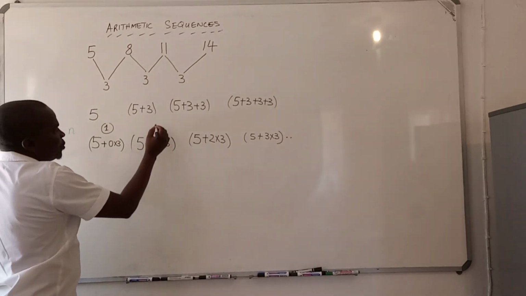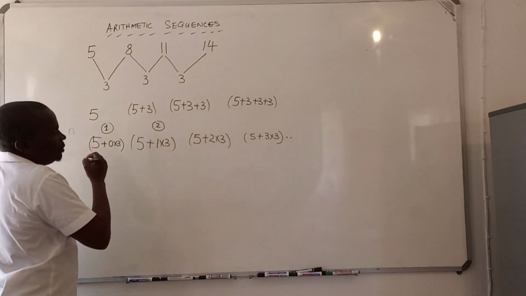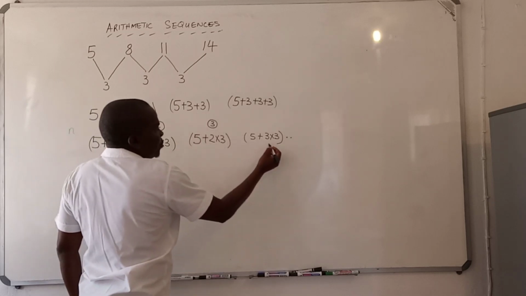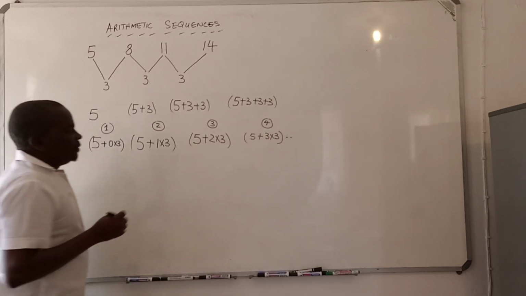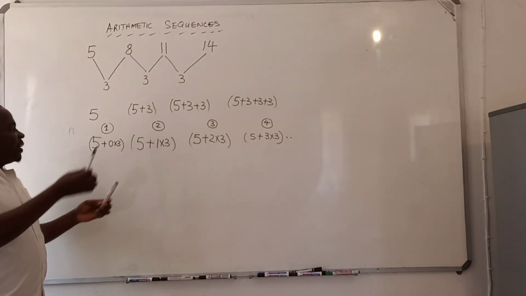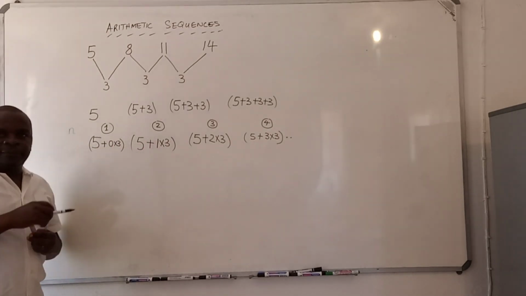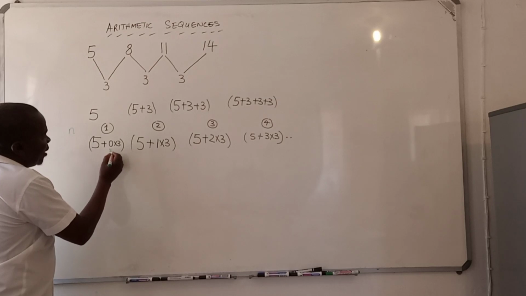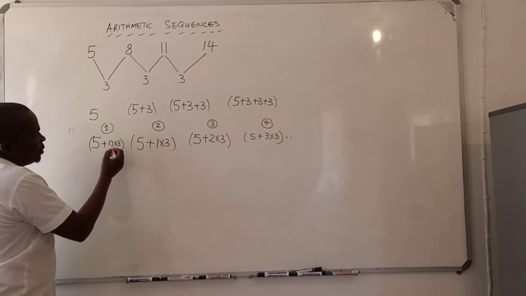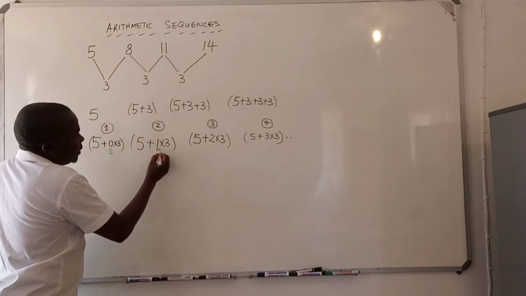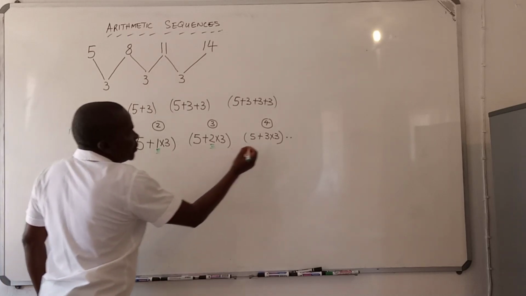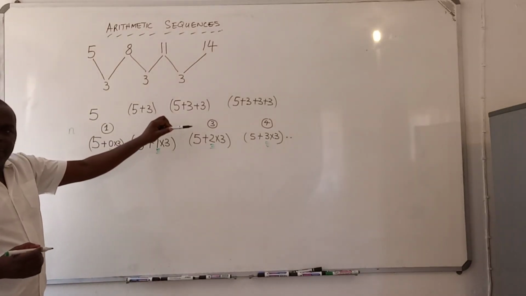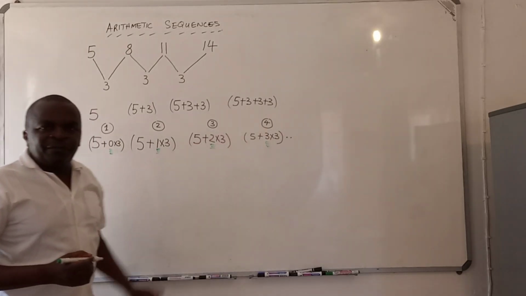And this one here is position number 2. This is position number 3. And this is position number 4. These positions, again, I will emphasize they are represented by the letter N. Now, if we closely check the relationship now between these numbers here, the coefficients which I introduced, this 0, the 1, 2, and 3. What is the relationship between the position and the coefficient of the common difference?